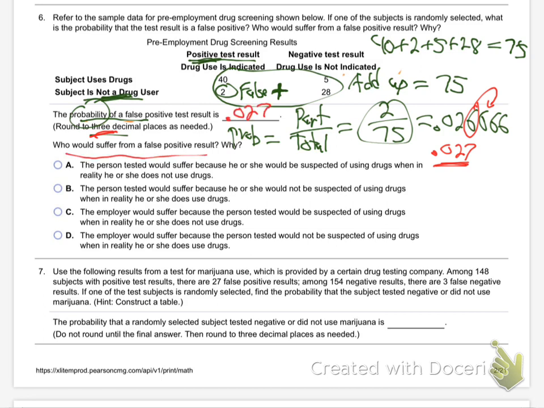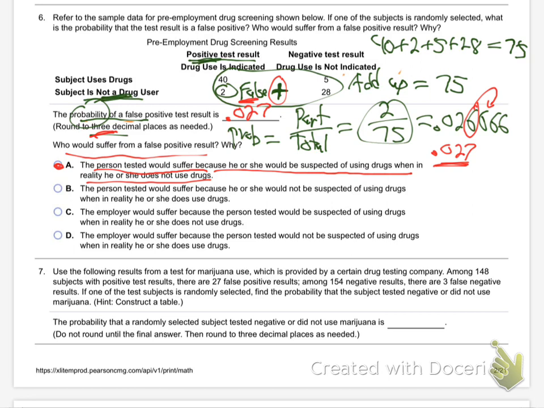Who would suffer from a false positive result? Like, who would that be bad for? Well, that would be bad for the person tested, because he or she would be suspected of drug use when he or she's not using drugs, right? They got a positive. The test said they are, but it's false. They're really not. Okay, good. Let's move on to number 7.